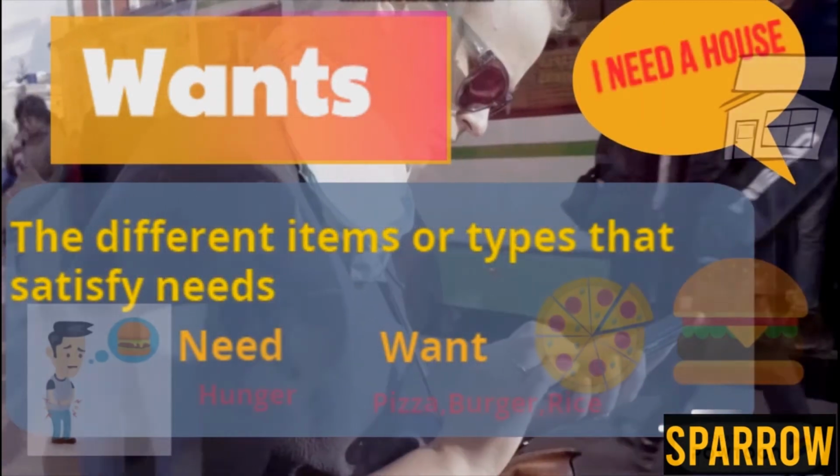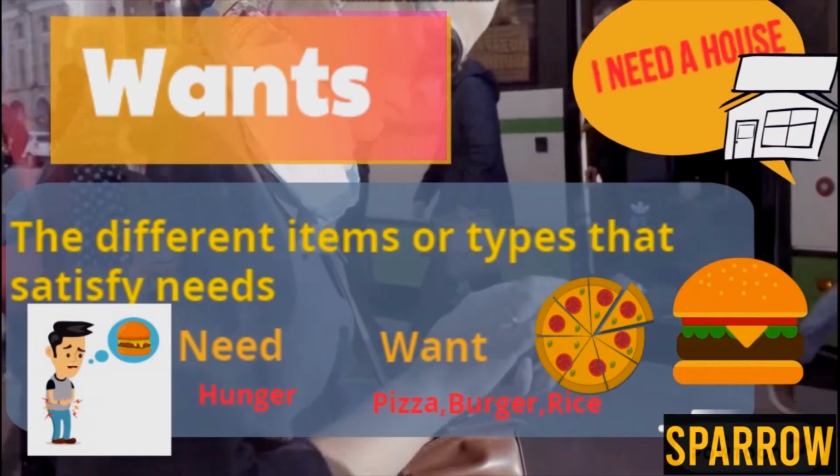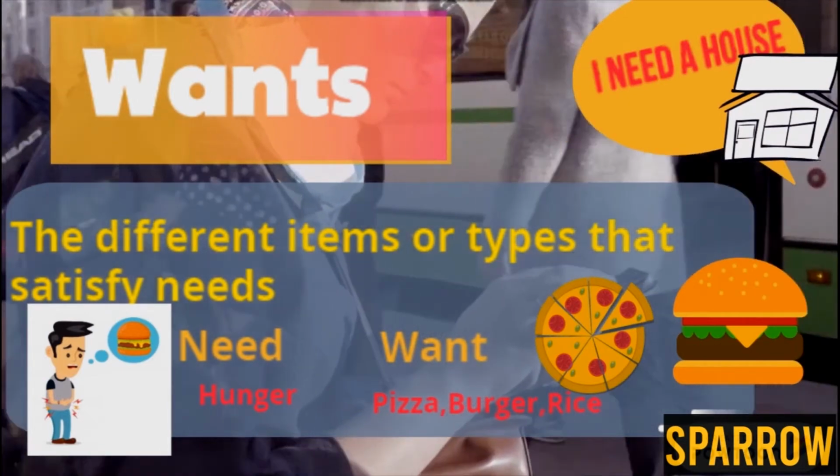So, then what are the wants? Simply, wants are the different ways in which the needs are being satisfied. As an example, if someone gets hungry, he can eat a burger, or maybe a pizza, or maybe something else. There are different ways to satisfy his hunger. Those different options are called wants.